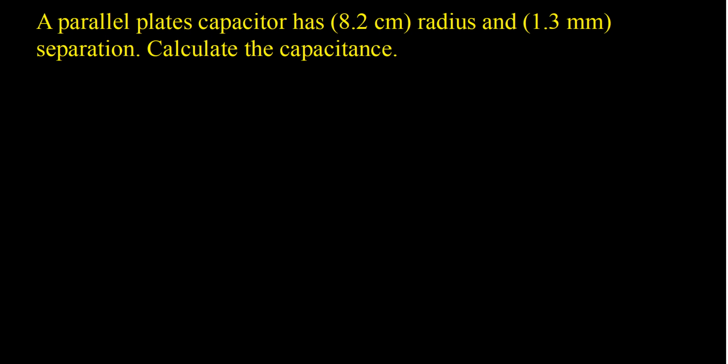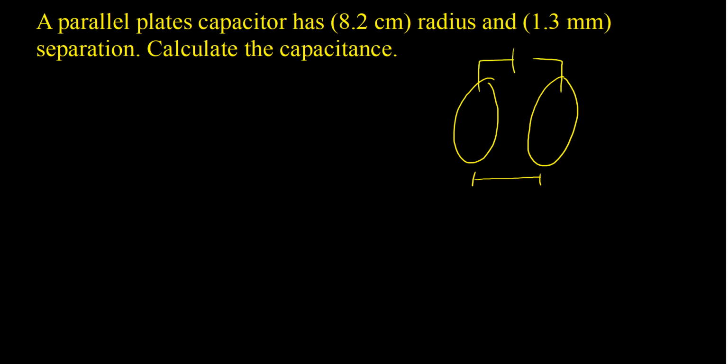Calculate the capacitance. Now, from the description, I understand that I have two parallel plates. They are circle shaped because of the radius. So I know for a start that I need to calculate the area of a circle, and the other thing, the distance between the two plates, if I assume the battery is connecting them. The distance is 1.3 millimeter.